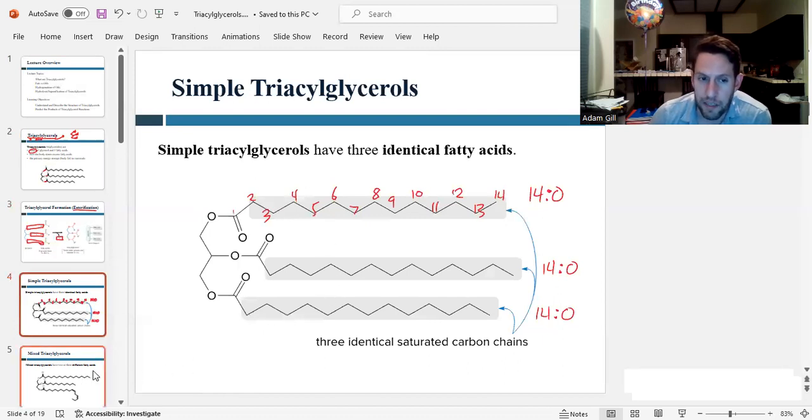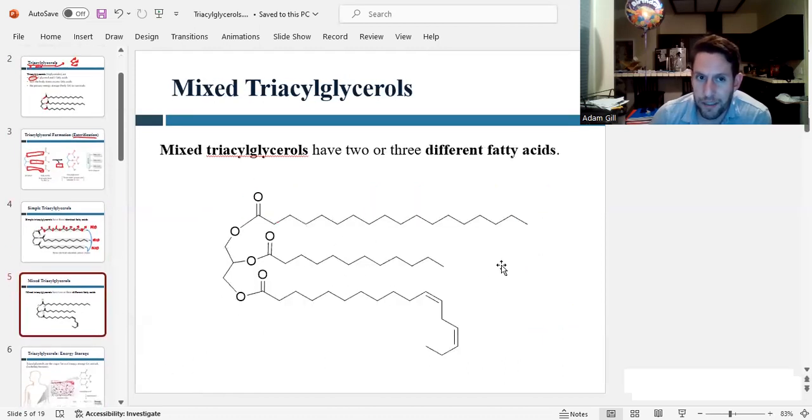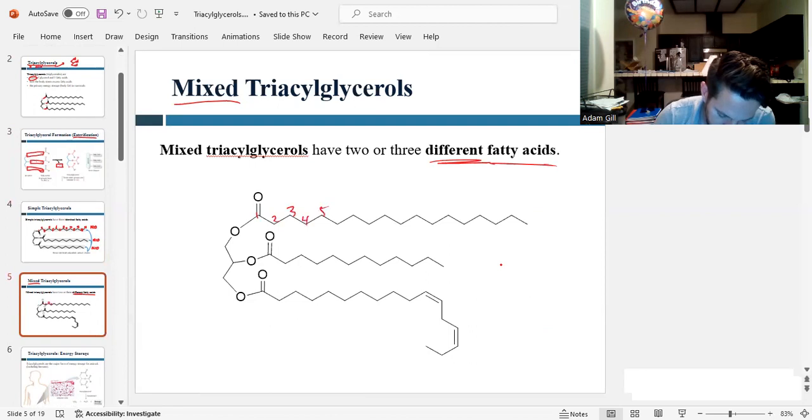But they don't have to be the same. They can all be different, and that's what we call a mixed triacylglycerol because it's a mixture of different fatty acids. And so you can see here, this is like a 1, 2, 3, 4, 5, 6, 7, 8, 9, 10, 11, 12, 13, 14, 15, 16, 17. That took too long. So that's an 18-0 fatty acid.